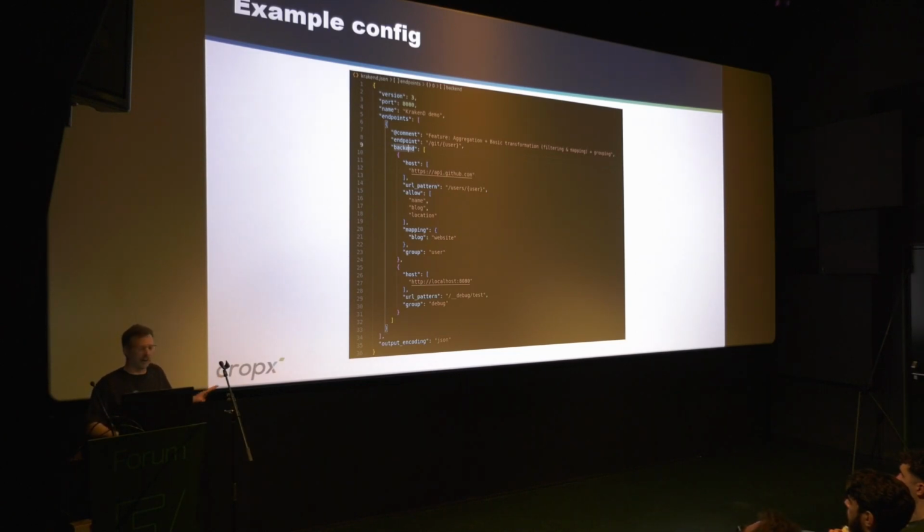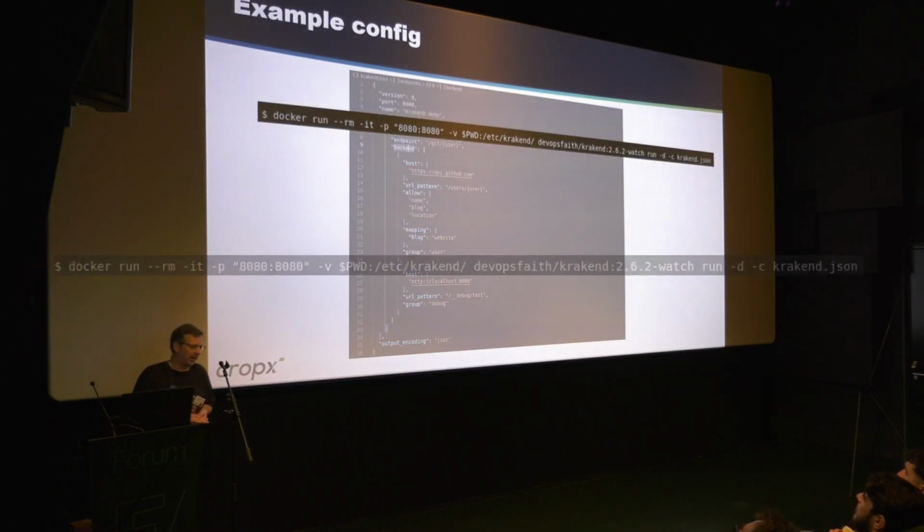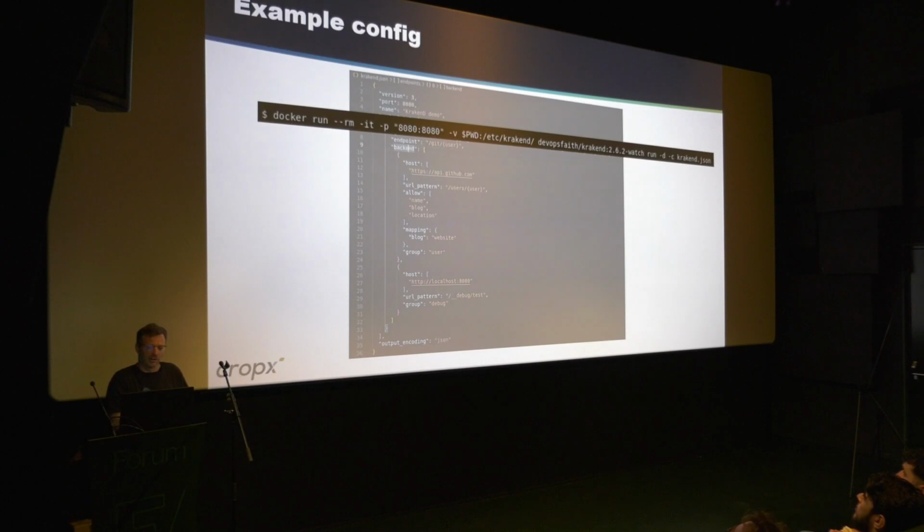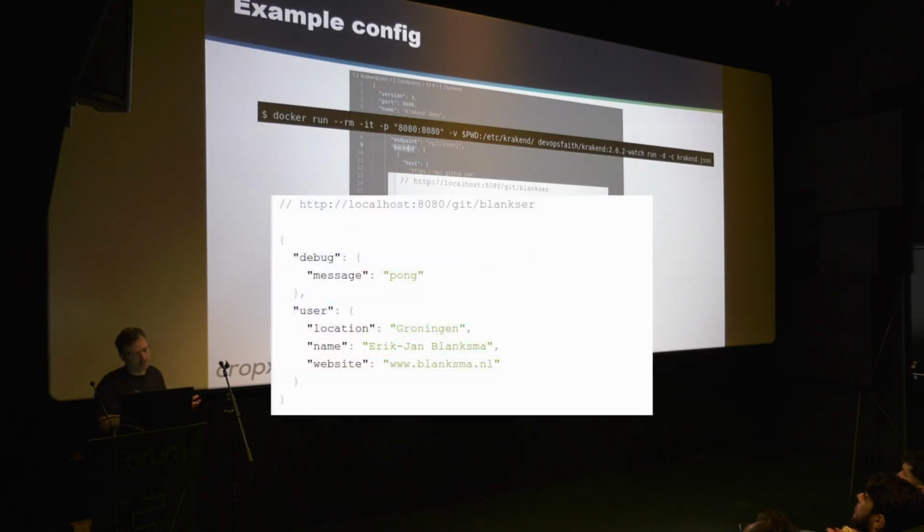Once you create a configuration like this, you can run KrakenD. They provide Docker images. You can also run the binary, but the Docker image is more convenient. You can run it locally, on a Kubernetes cluster, or whatever you want, and just say, okay, we want to use this configuration, and then if you call this endpoint, you can see the result of the call like this.